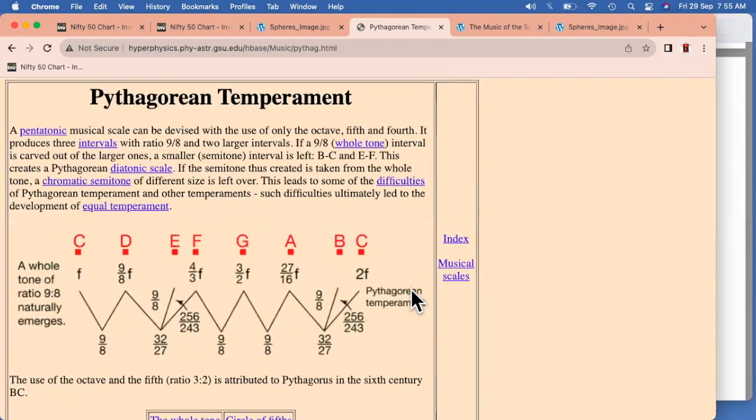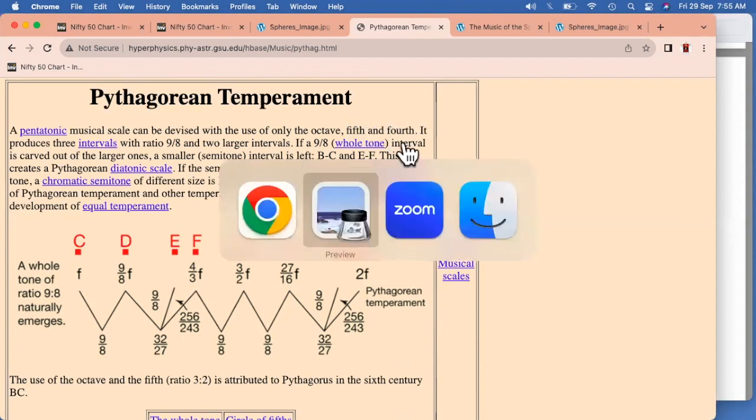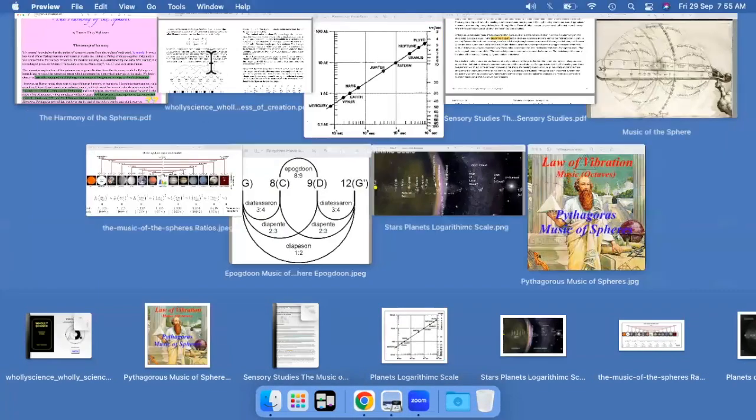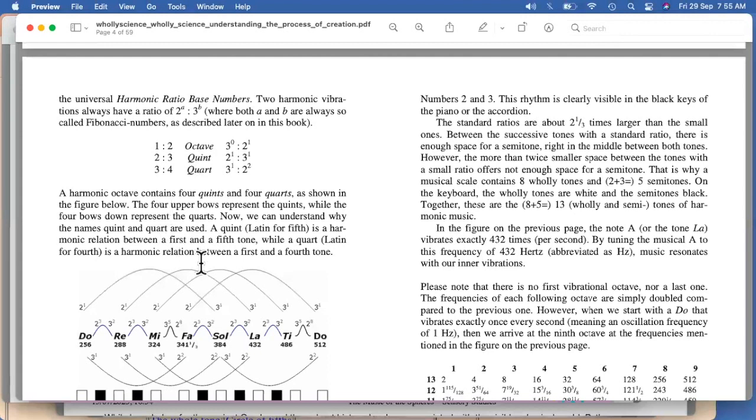Now, the important part that we are trying to see is that the pentatonic musical scale can be devised with the use of only the octave, first and fourth. What do we mean by first and fourth? For that, we need to go back to the book of Holy Science, and this is quint and quart. Quint is nothing but 5, which is the fifth tone, and quart is the fourth tone. So this we need to understand. Those who are new, I request you to go through the previous videos to understand things.